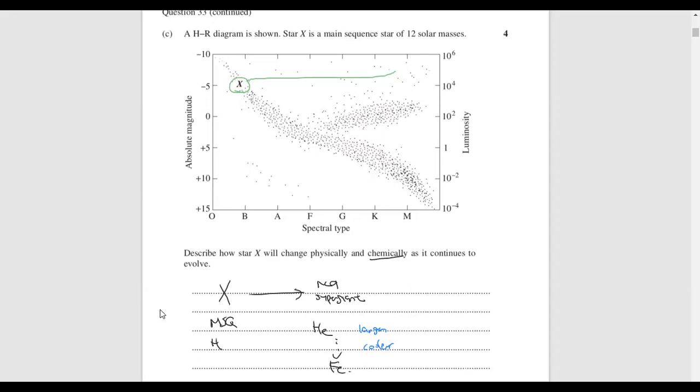The core will become hotter. The surface temperature is cooler, but the core will become hotter, allowing more and more fusion to heavier elements. Ultimately, it will have a supernova and explode, and the inside will collapse to a black hole. So that hopefully clears up how to do that.